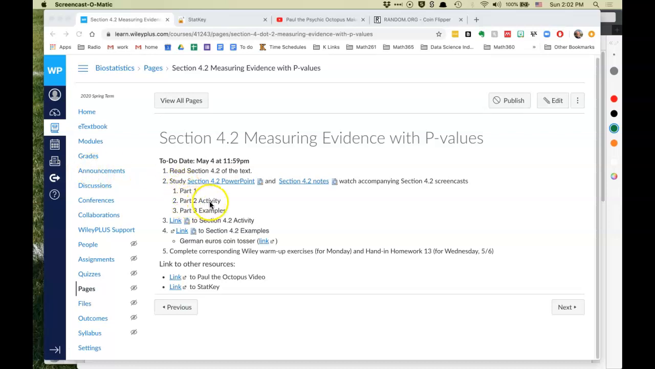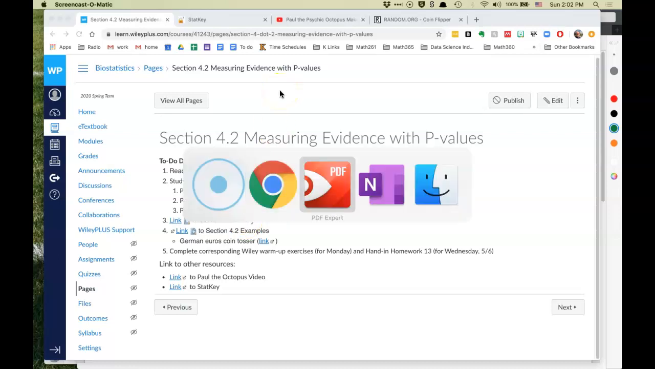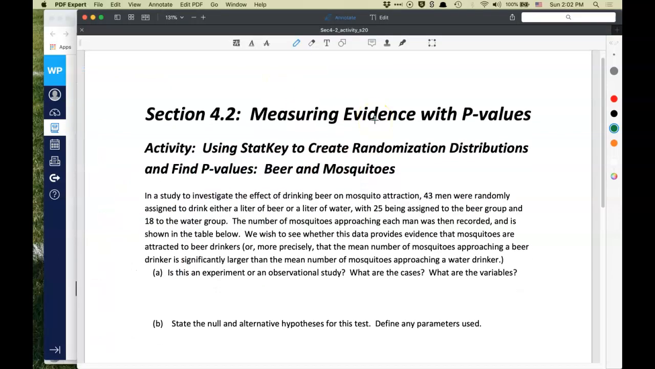I'm going to go through a little activity that will introduce us to the StatKey applet that you'll be using for the first few sections of chapter 4. So you should be clicking on this link on number 3 to section 4.2 activity. Now I have that open here, so we'll take a look.